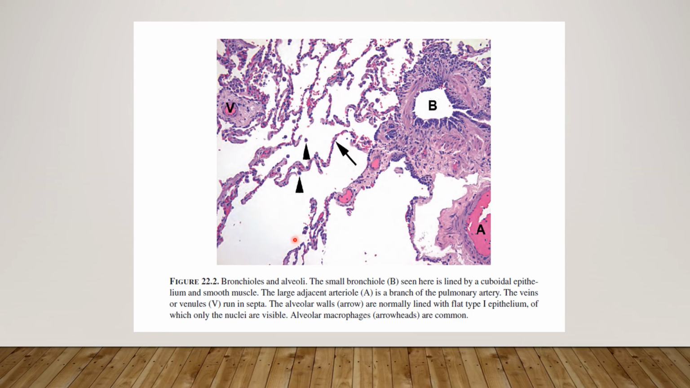As you can see here, this is the bronchiole and these are the alveoli. These are the alveolar septa. This is the artery and this is the vein. And here you can see scattered alveolar macrophages.